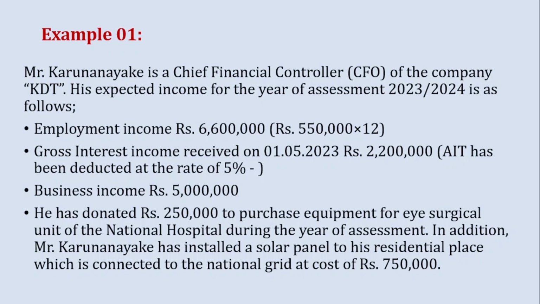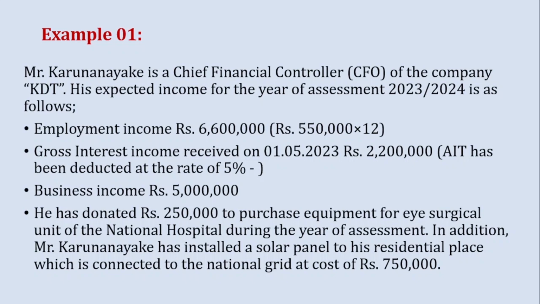For the purpose of this SET, we have to calculate the business income, that is assessable income from business. So in this case, we assume that this 5 million is after deduction of the allowable expenses, and this is assessable income from business. Then he has donated 250,000 to purchase equipment for the eye surgical unit of the National Hospital during the year of assessment.